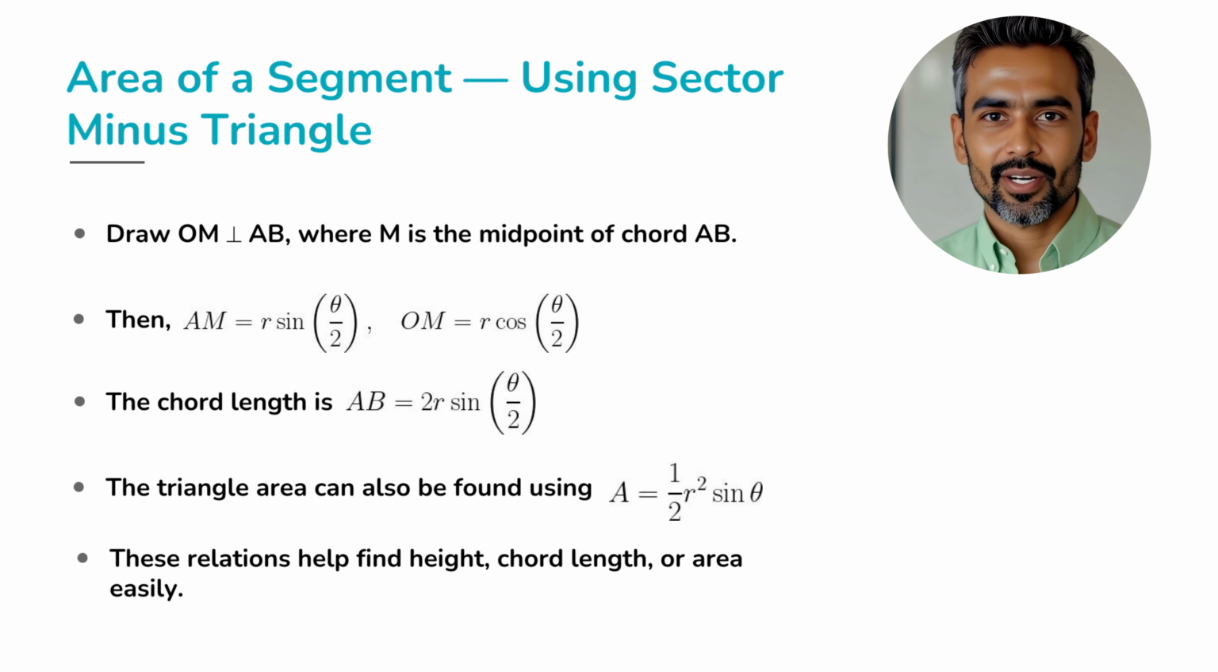Now, let's talk about chords, the unsung heroes of the circle world. Draw a perpendicular line from the center O to the chord AB, meeting it at M, boom! You've created two right triangles. In each triangle, AM equals r sine theta by 2 and OM equals r cosine theta by 2. That means the chord length equals 2r sine theta by 2, and the triangle's area can also be written as half r square sine theta.